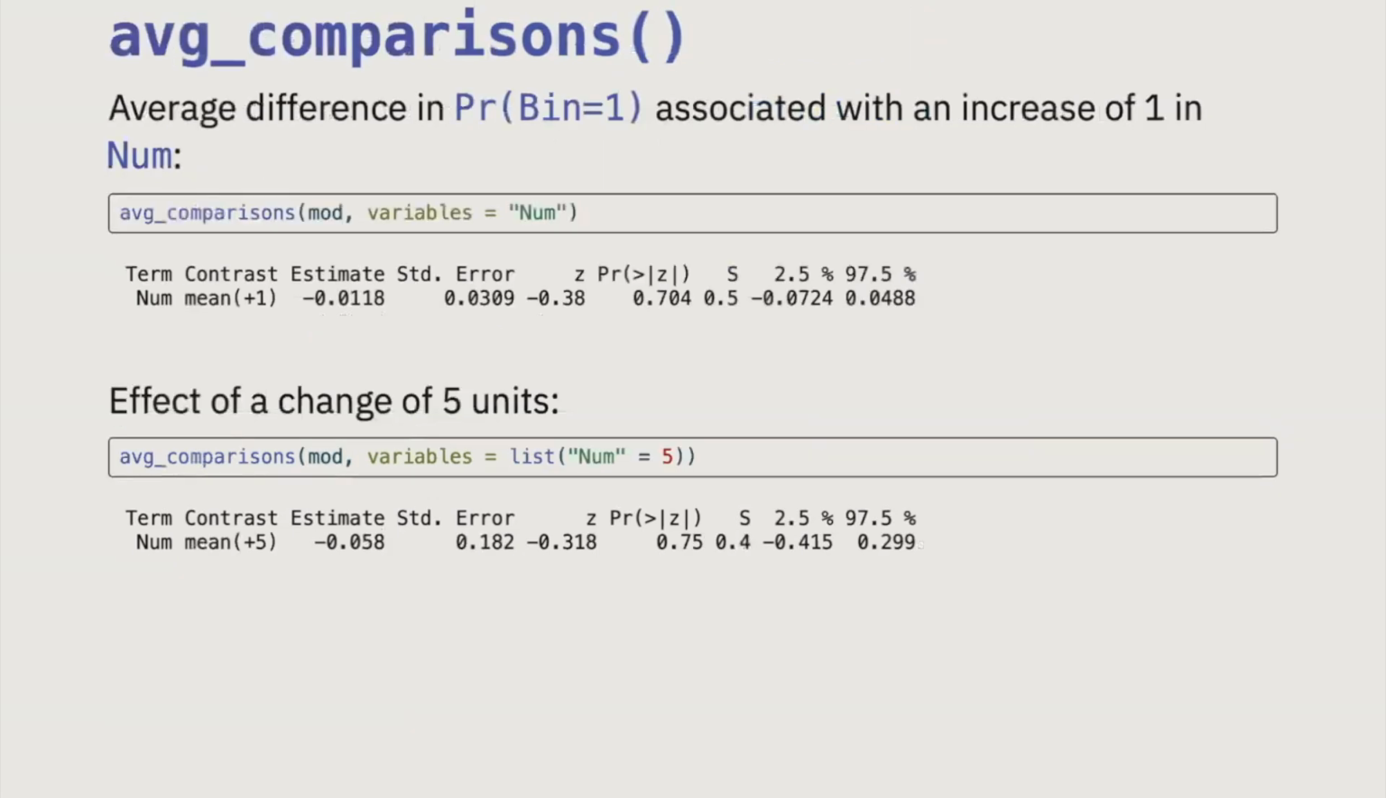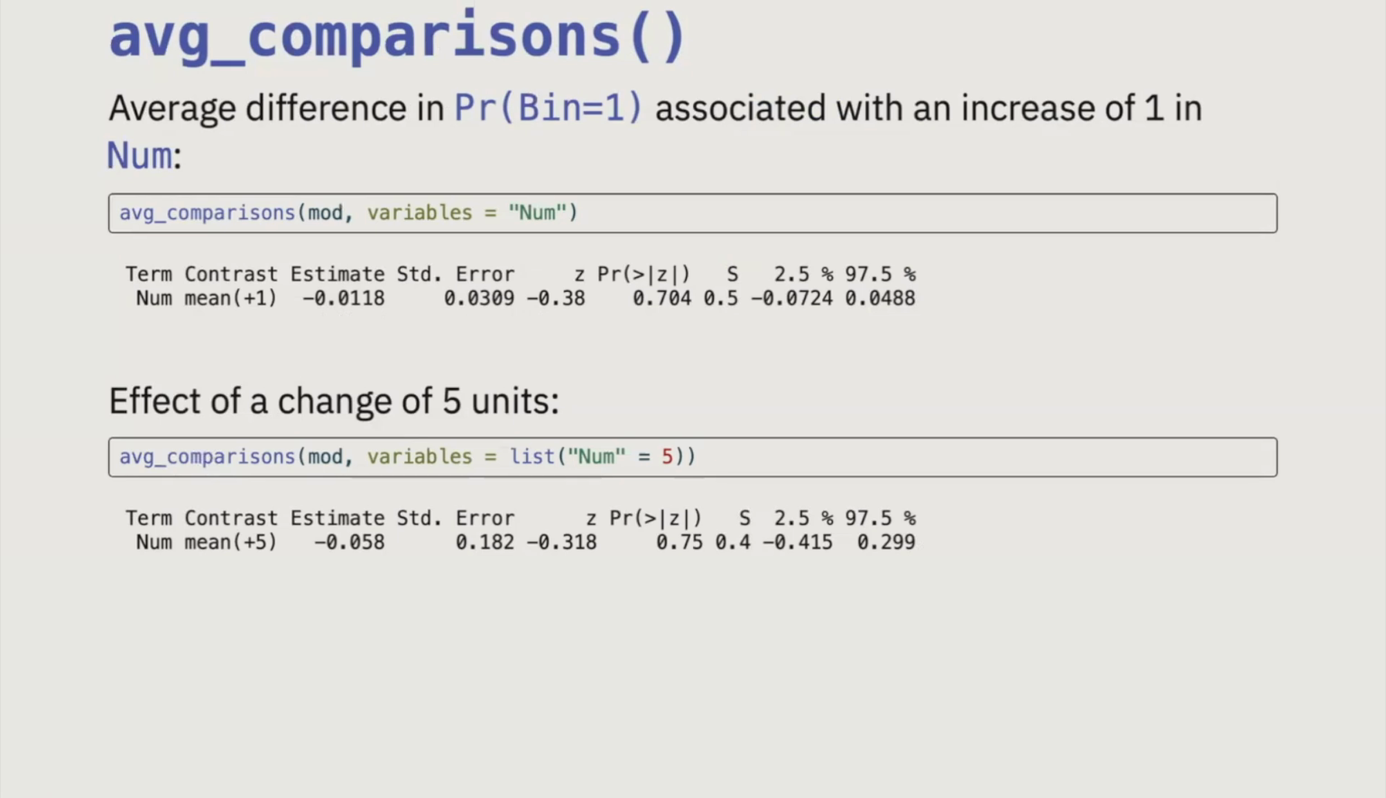Now, since this is kind of unwieldy, we don't want one estimate per row of the data set. What we can do is do an average comparisons. So here we would get the average difference in predicted probability that bin equals 1 associated with an increase in num. So the number here says that when I increase num by 1 unit, on average, it's going to reduce the probability that the outcome is 1 by 1 percentage point. Okay, so we compute the estimate for every single row of the data set, and then we take that average.